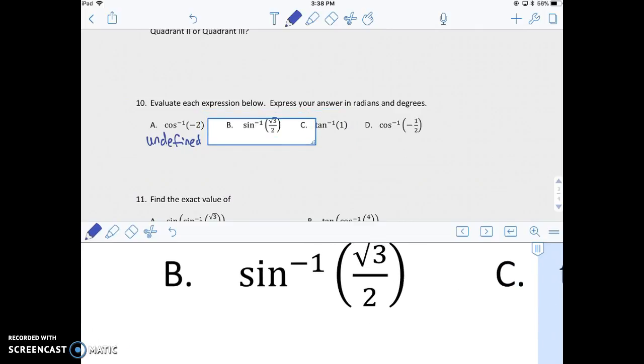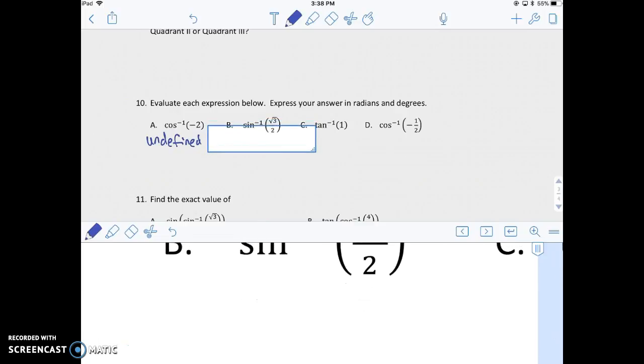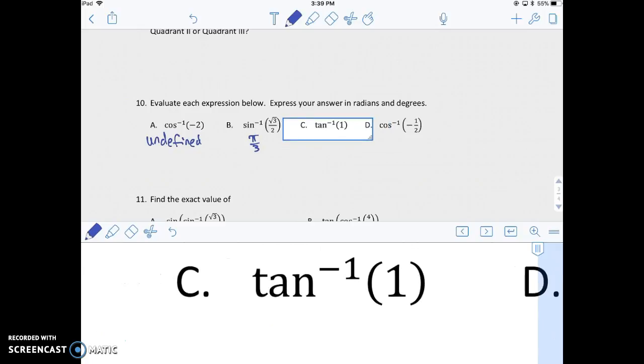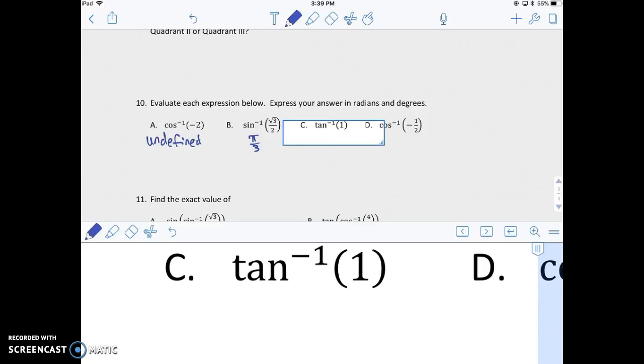Sine inverse of square root of 3 over 2. We're basically asking ourselves, sine of what angle gives us the square root of 3 divided by 2? Using our knowledge of the unit circle, we will be able to know that that is, in fact, pi over 3. Similarly, for tangent inverse of 1, we're asking what angle gives us a tangent of 1? That angle is pi over 4.